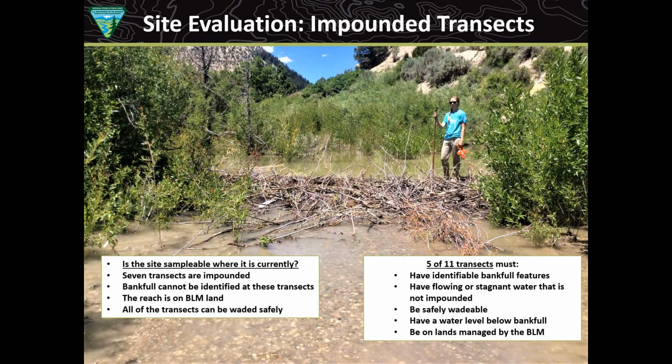Major beaver activity has impounded 8 transects at this site. Bankfull cannot be identified at the impounded transects. The reach is on BLM land. Is the site sampleable where it is currently? No, the site cannot be sampled where it is currently because it does not meet AIM field protocol criteria. There are not 5 or more sampleable transects in the reach.